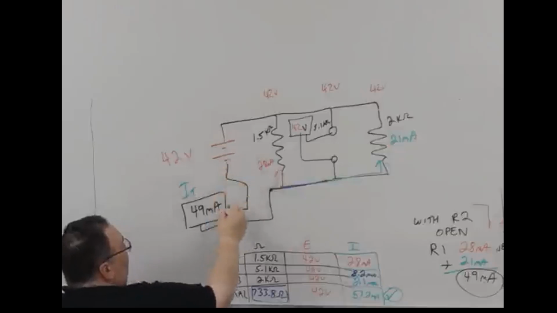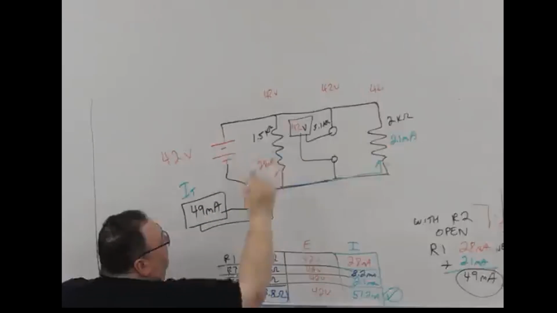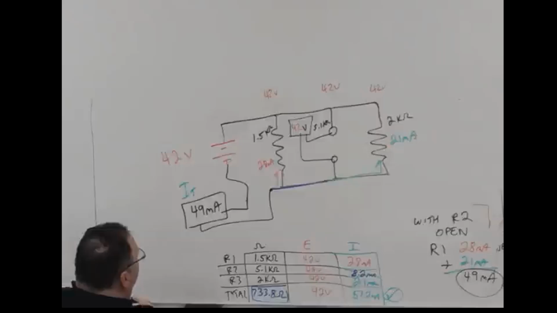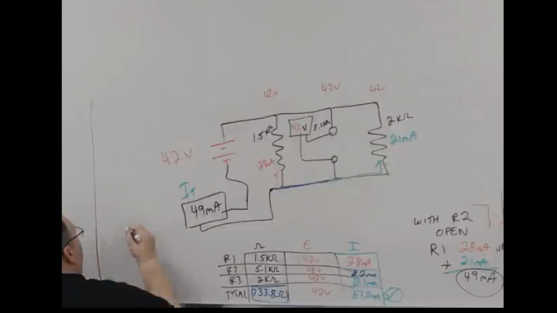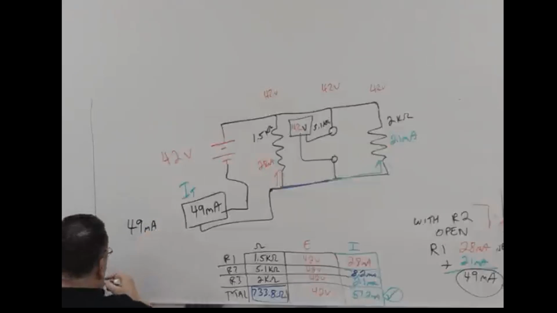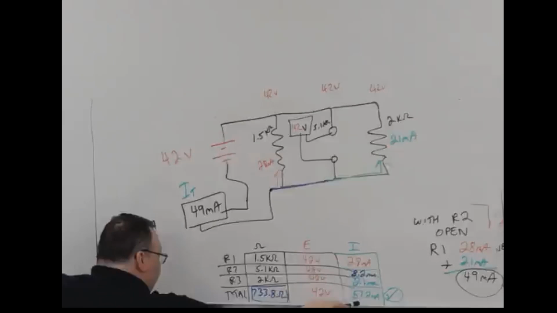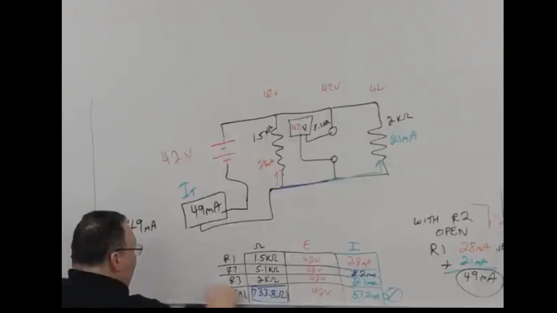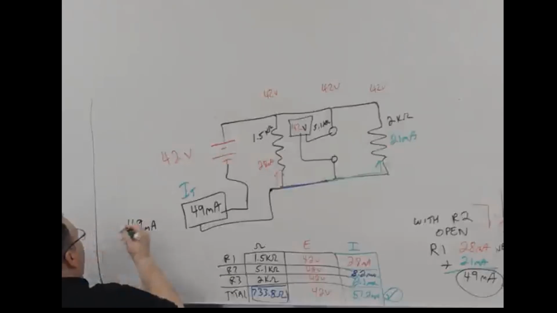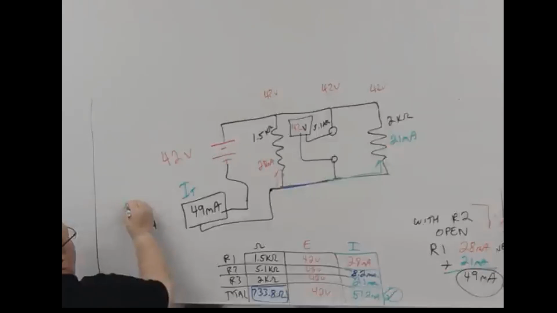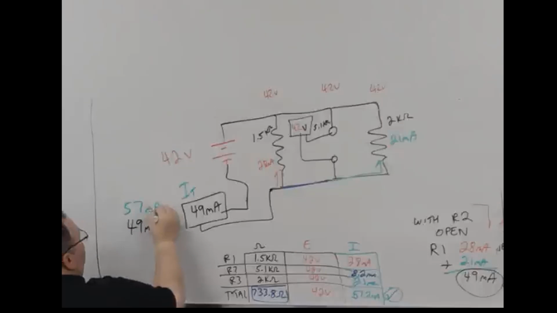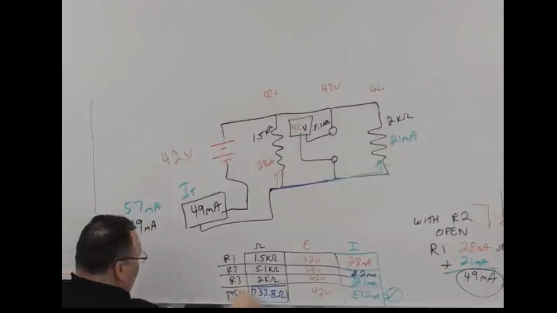It's come straight out of the power supply through the meter into the rest of the circuit. Well, I now have 49 milliamps. And what did I have before I had an open? When all three resistors were working correctly, I had 57.2 milliamps. I'll just use 57 for a round number.